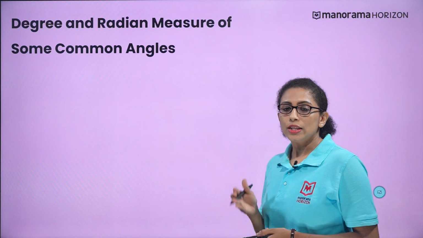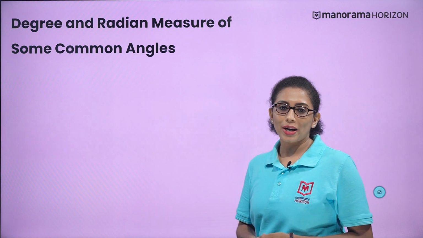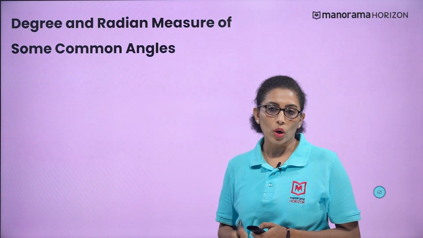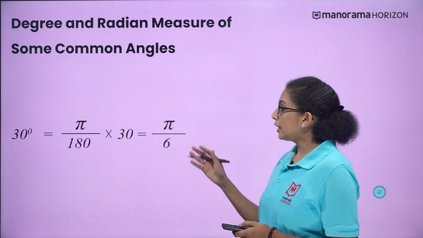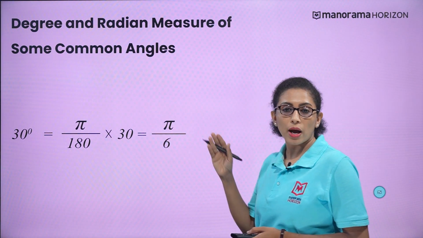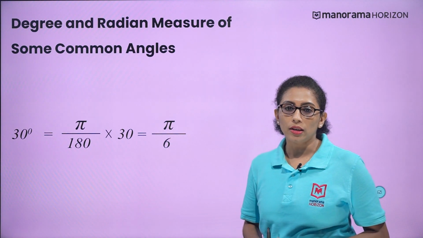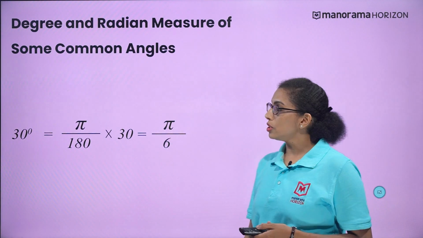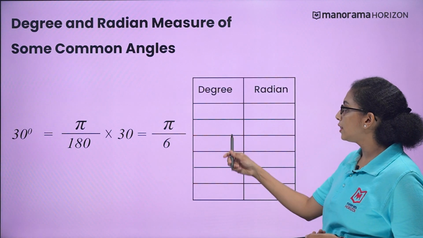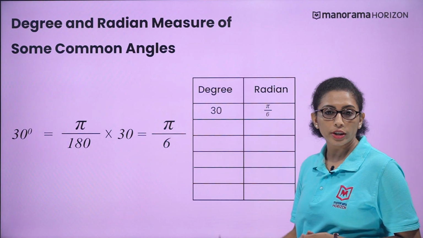Now, let's see the relation between degree measure and radian measure of some common angles. Here we have to multiply each degree value with pi by 180. So, 30 degree is equal to pi by 180 into 30 and we get it as pi by 6. Similarly, we can find the radian measure of any angle. Let's have a look at this table to know the radian measure of a few common angles. For 30 degree, the radian measure is pi by 6, just as we have found now.